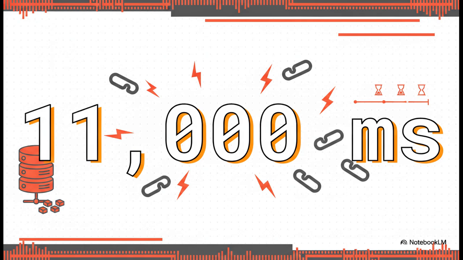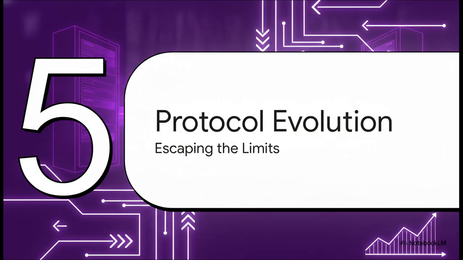So, when you multiply that single 110 millisecond penalty by the 100 requests needed for a basic modern DOM, you get 11,000 milliseconds. That is 11 seconds of pure architectural latency. This isn't a delay caused by poor bandwidth. No, it's cumulative delay, caused purely by the protocol's strict insistence on establishing and tearing down connections over and over again. Which brings us to part 5, the protocol evolution.